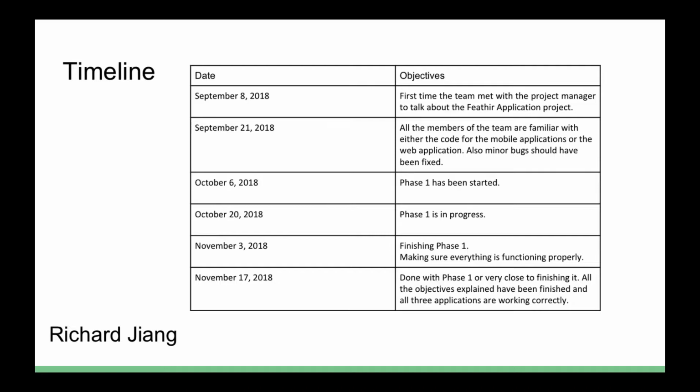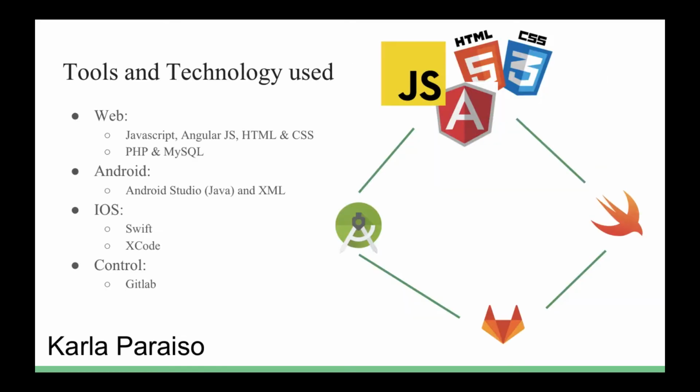Hi, my name is Carla Paraiso, and I'm going to talk about the tools and technology used. As mentioned before, there were 3 areas worked on: web, Android, and iOS. Our team did not have a lot of previous experience on these tools, so time was spent learning new skills for each area. Finally, GitLab was used to control the versions of our deliverables.